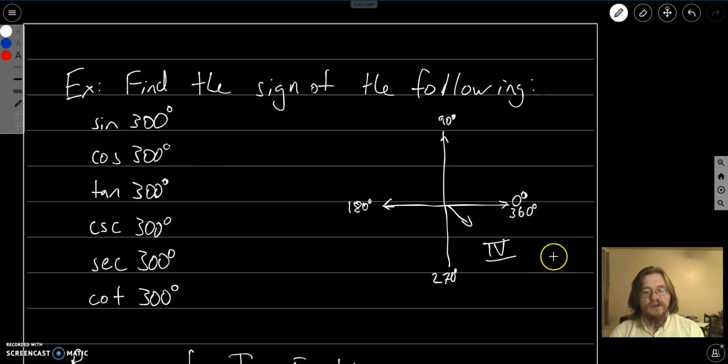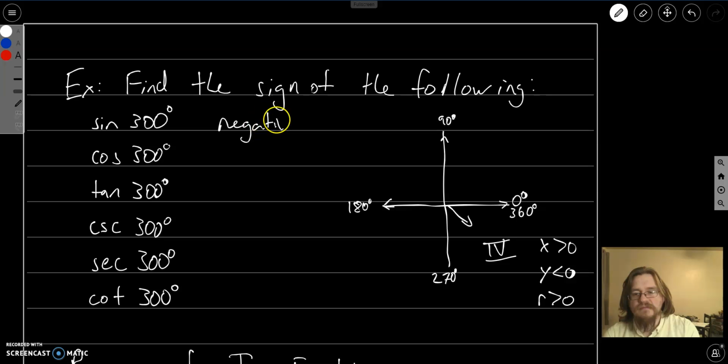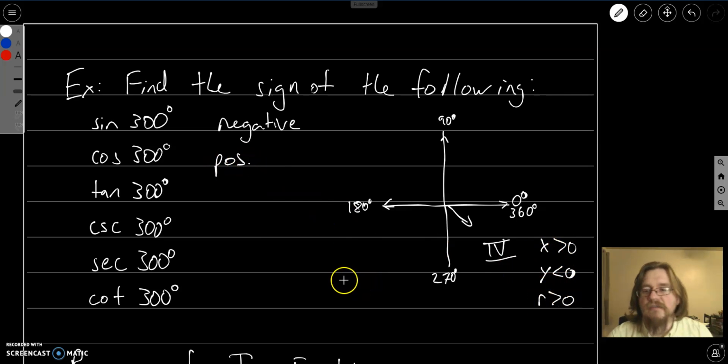So what are our x, y, and r values? Well, we're pointing to the right, so x is positive. We're pointing down, y is negative, and r is just always positive. So sine, which is y divided by r, is a negative number divided by a positive number, so it's going to be negative. Cosine, which is x divided by r, positive divided by positive is positive. I'm going to abbreviate. The tangent is going to be y divided by x. Y is negative, x is positive. Negative divided by positive, negative.